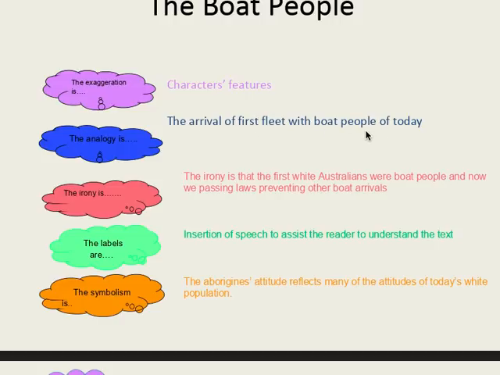So it's making a comparison between refugees coming by boat and the first settlers or the first invaders coming by boat. The irony is the first white Australians were boat people, and now we are passing laws preventing other boat people coming in. The labels, so the insertion of speech, assists the reader's understanding of the text, and the symbols, Aboriginal attitudes reflect many of the attitudes of today's white people. So if you got any of those elements, congratulations, you've answered that quite correctly.